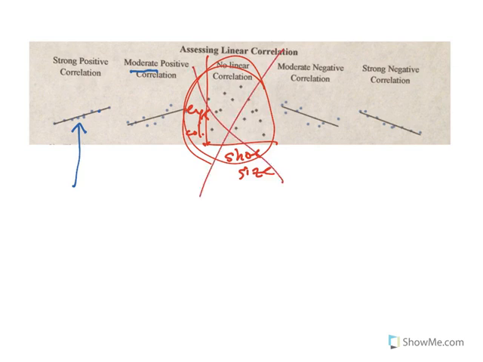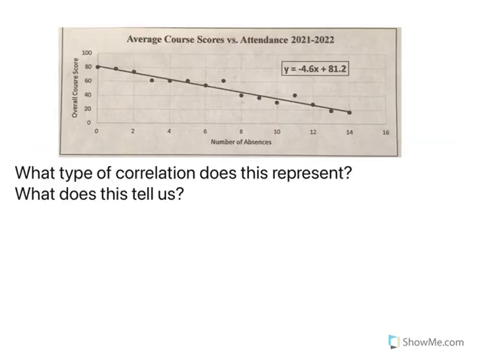Dots are everywhere. On the right-hand side, you can see these lines, looking left to right, are heading in the downward direction, and therefore we have negative correlation. So just like slope, if the line has a negative slope, the only type of correlation you could have would be negative. Again, it's strong if the dots are close to the line, moderate if they're a little bit farther away. So what type of correlation does this represent?